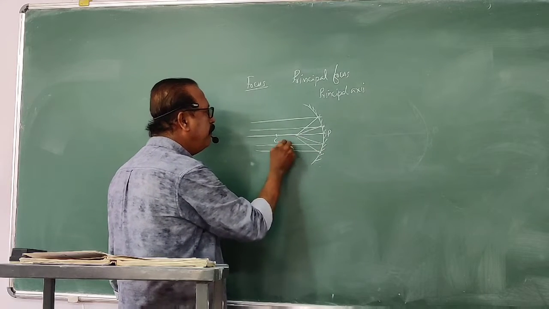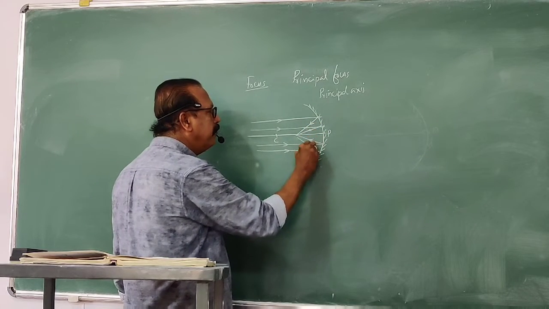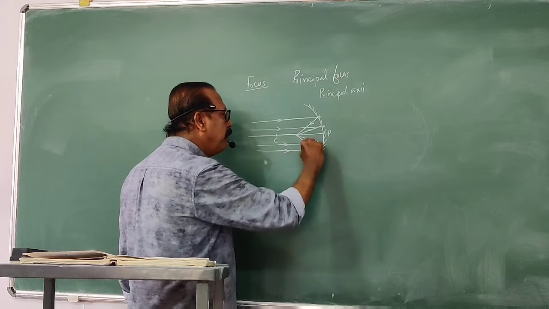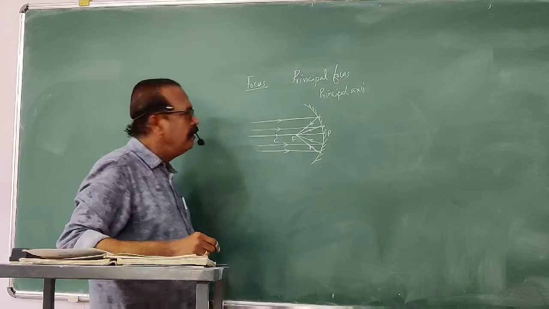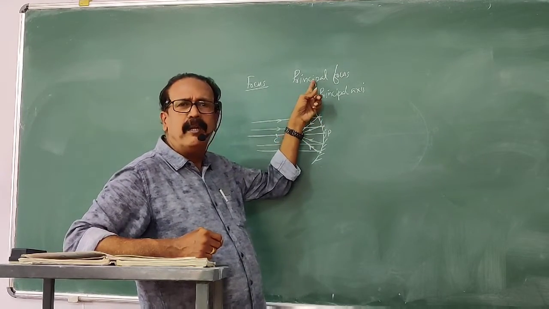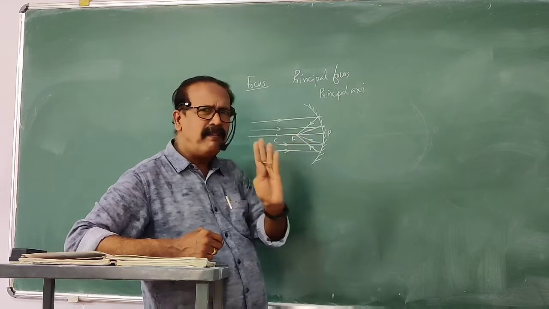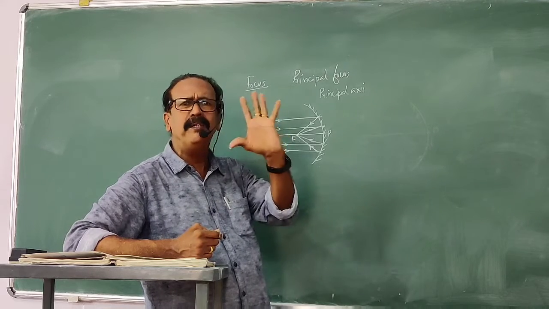This is the incident by a parallel beam. After reflection, they converge to a point on the principal axis. You can see this point is called the principal focus of a concave mirror. Here, if you place a screen, you will get a diminished image, a very small image.